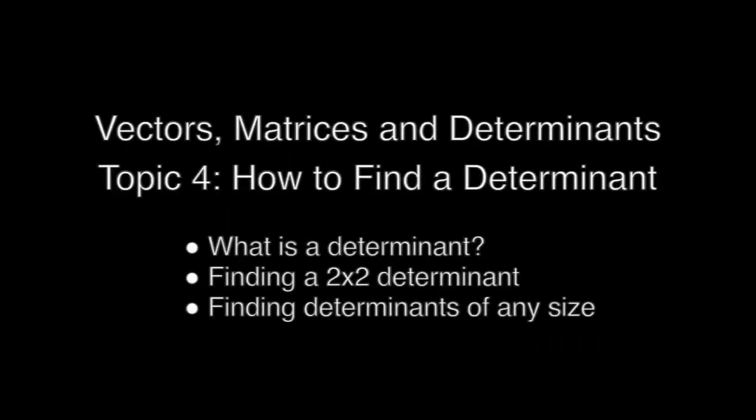In this one, we're going to take a look at how to work out a determinant. What is it? How can you find determinants of various sizes? So a determinant is a scalar. It's just a number, could be positive, could be negative, could be 0, and it's derived from a square matrix. A single number derived from an entire matrix.